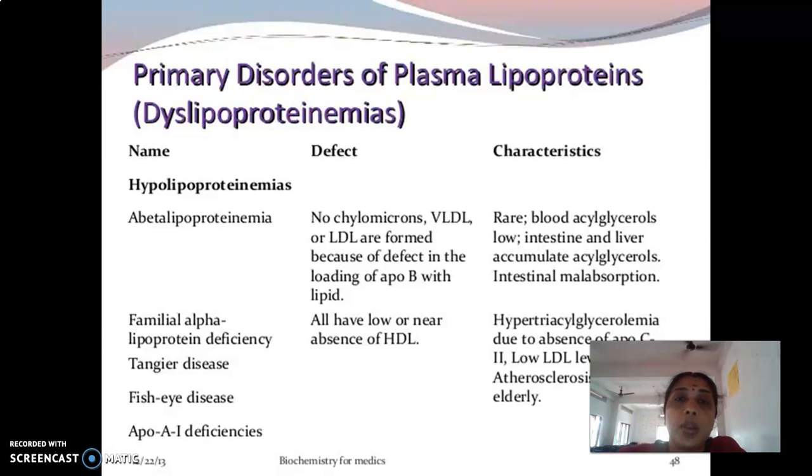Okay, so with this, the fatty liver and lipoprotein metabolism is over. Next is the cholesterol biosynthesis or cholesterol metabolism. Okay, so hope you have understood.